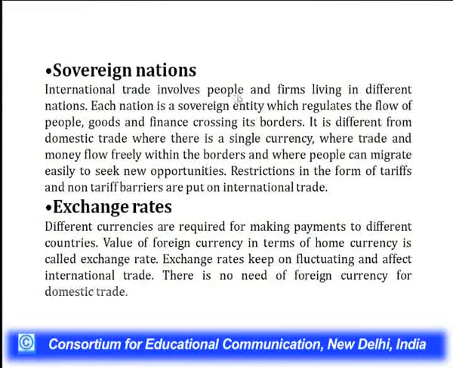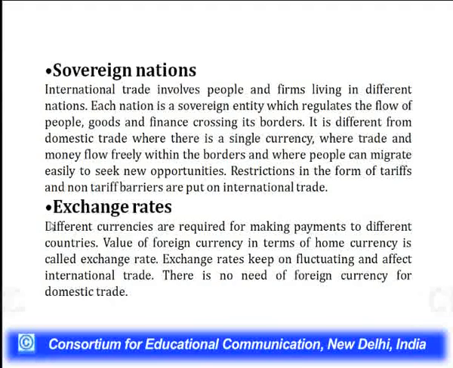Second is sovereign nations. International trade involves people and firms living in different nations. Each nation is a sovereign entity which regulates the flow of people, goods and finance crossing its borders. It is different from domestic trade, where there is a single currency, where trade and money flow freely within the borders and where people can migrate easily to seek new opportunities. Restrictions in the form of tariffs and non-tariff barriers are put on international trade.